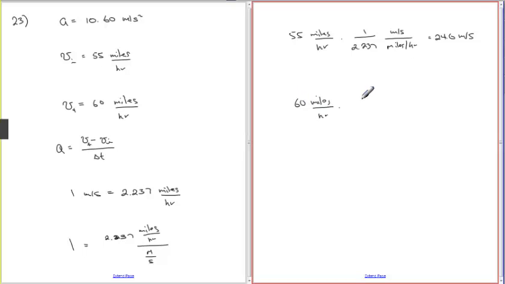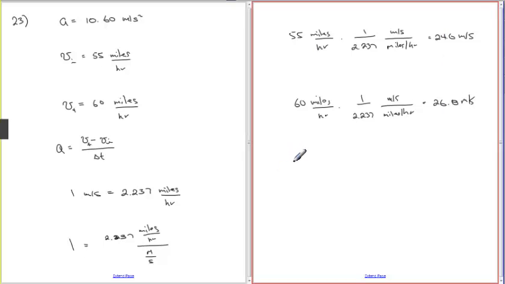We divide by 2.237 miles per hour per meter per second. So 60 divided by 2.237, and we get 26.8, which is good because this is larger than that, so this should be larger than that.